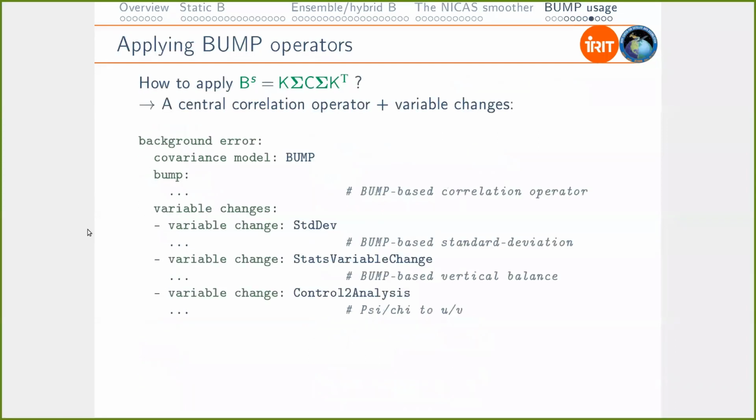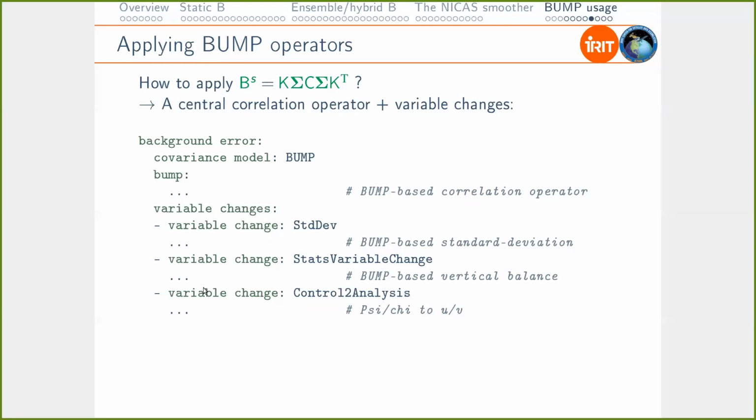Well, the second question is how to apply, for instance, the static B when we have computed the operators. So in the YAML files, we need to set the central correlation operator first, and then define all the other operators as variable changes. So here in the background error, we define the covariance model as BUMP. We define the correlation operator first, and then the standard deviation and the vertical balance are defined as variable changes.